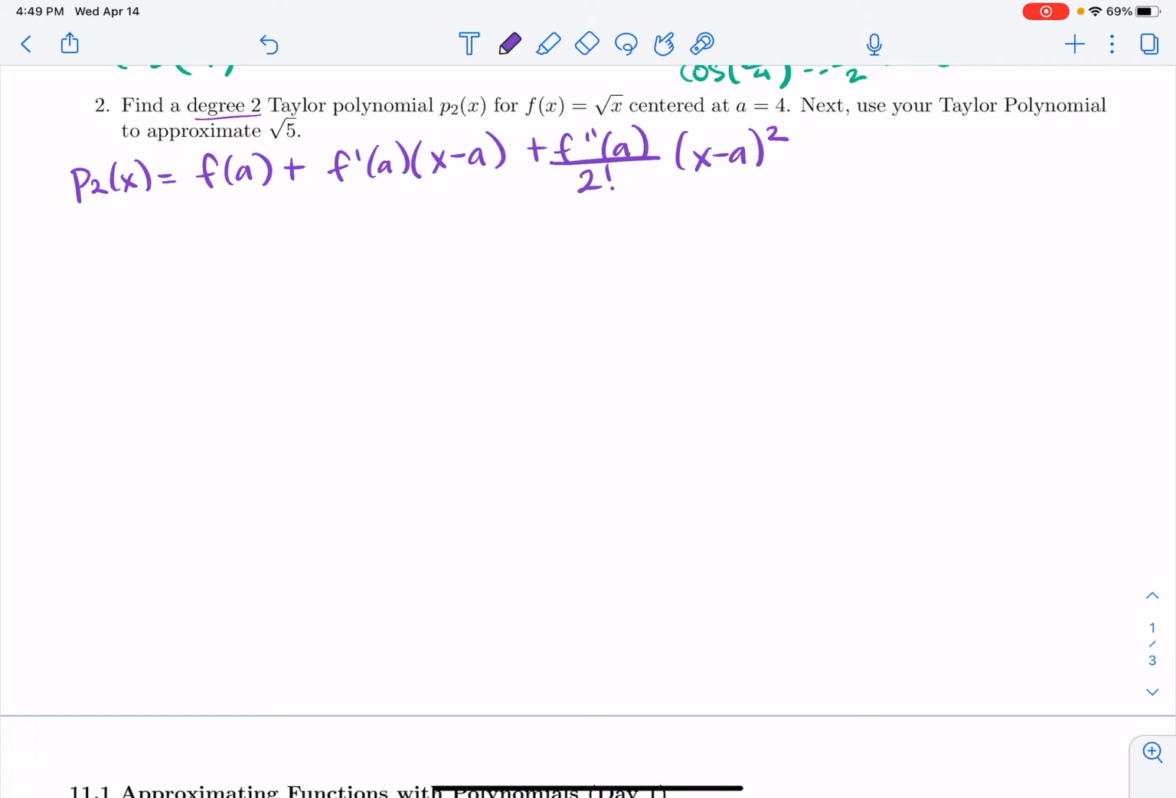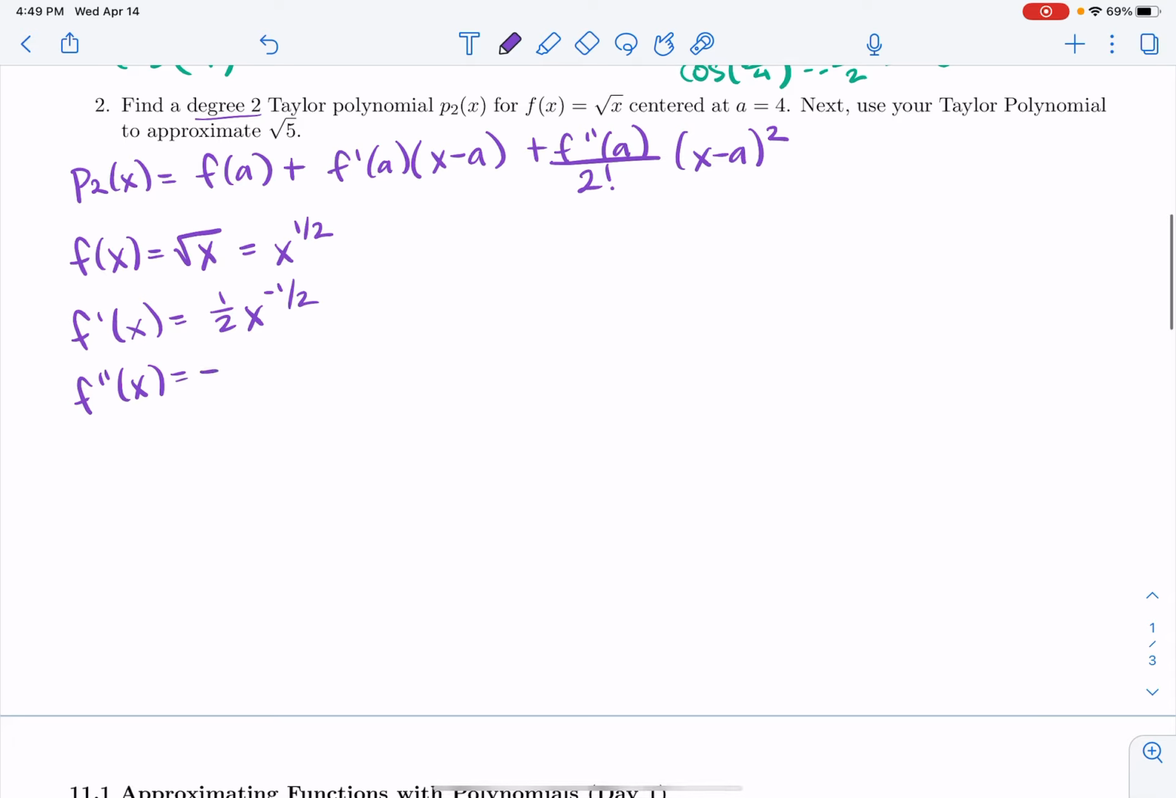So we just need to compute 2 derivatives. We have f of x equals square root of x, which I'm going to rewrite as x to the 1/2 because I like seeing the power. I think it makes it easier to do derivatives. F prime of x is equal to 1/2 x to the minus 1/2, and f double prime of x is equal to minus 1/4 x to the minus 3/2.